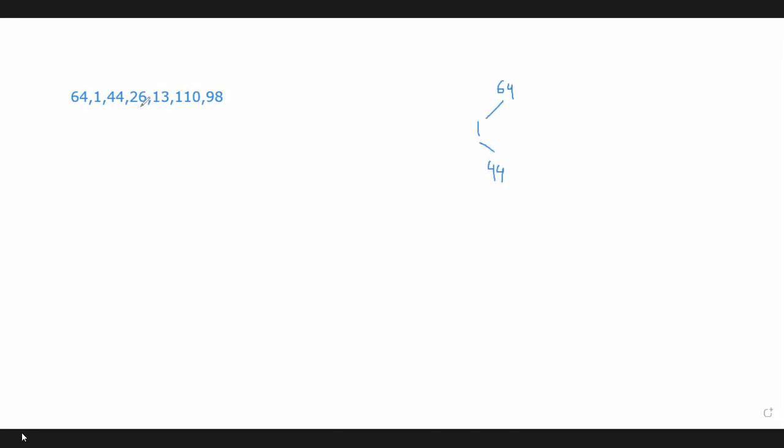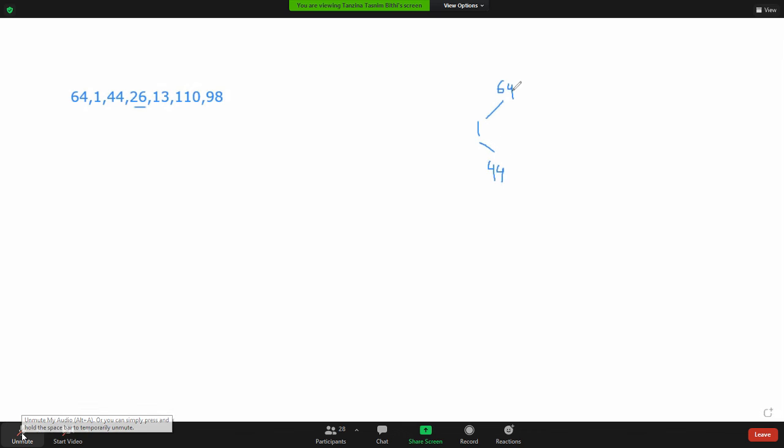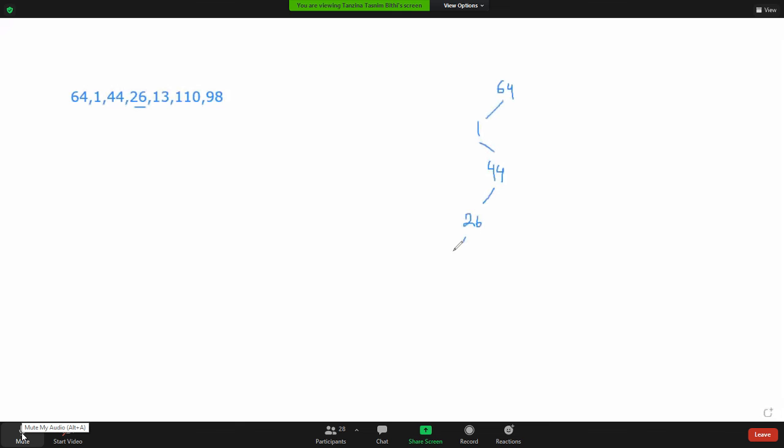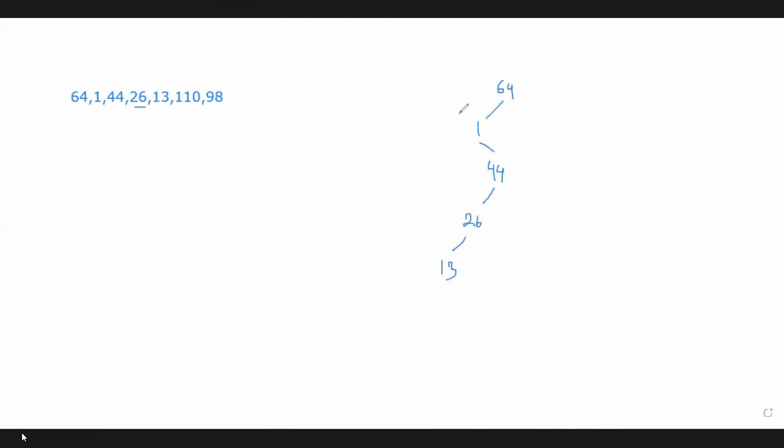And the next node is 26. It's less than 64. It's greater than 1, so go to the right subtree, but 26 is less than 44. And the next node is 13. Where will we insert it? As the left child of 26. 110 will be added in the right subtree of 64, and 98 will be added here. This is a binary search tree.